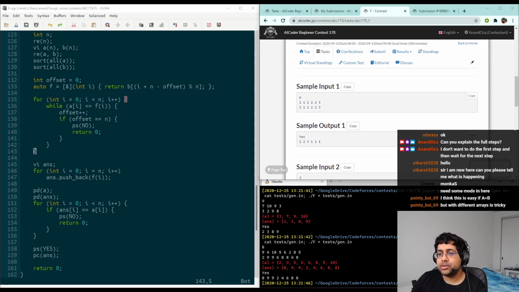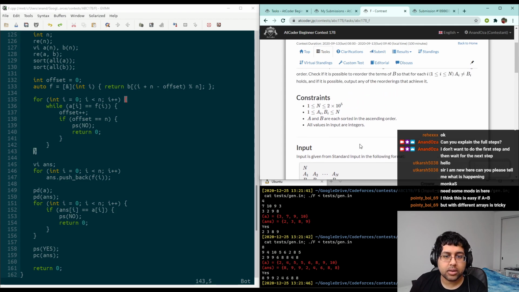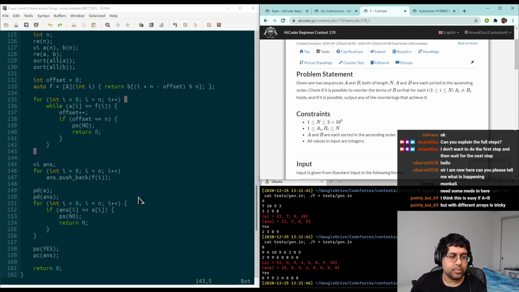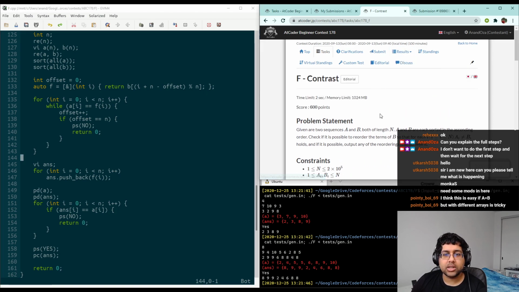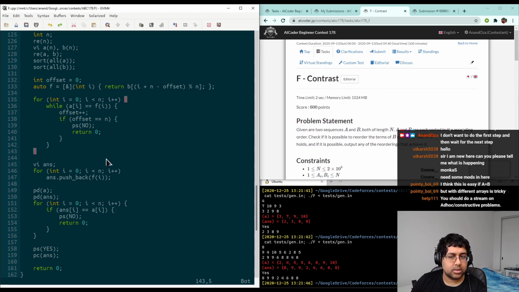Yeah, I think the fact that they're different arrays is definitely making this a little tricky. Please don't give away the solution though if you figured it out. Because I am still technically doing a virtual contest, so I don't want to spoil it. I should do a stream on ad hoc slash constructive problems.